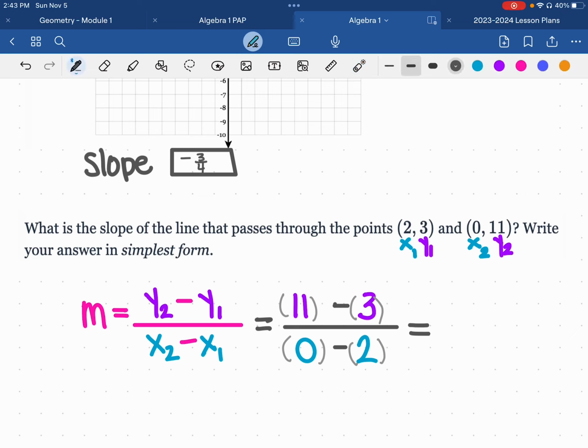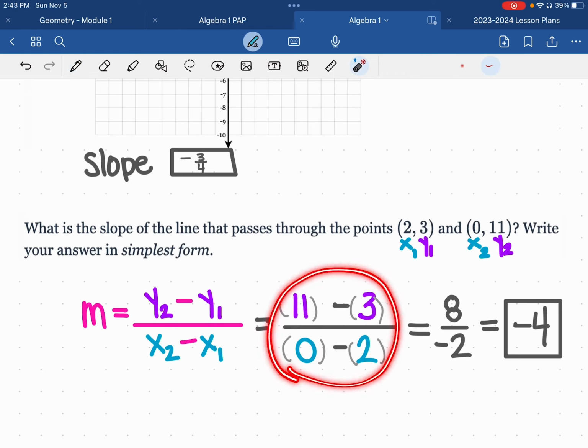Now, I do not have a calculator, so I'm going to use my brain. 11 minus 3 is 8, and 0 minus 2 is negative 2. I'm going to now divide 8 by negative 2. Since they are both even, I know that it will divide. 8 divided by negative 2 is negative 4, and this is my simplest form. But once again, you put this into the calculator, and the calculator will say that for you, and there's your answer.